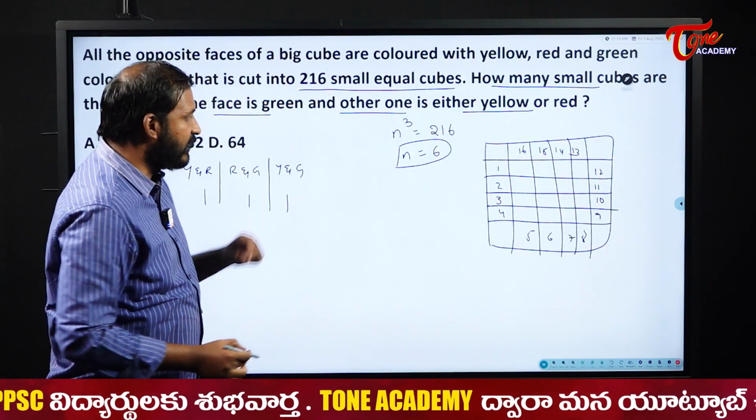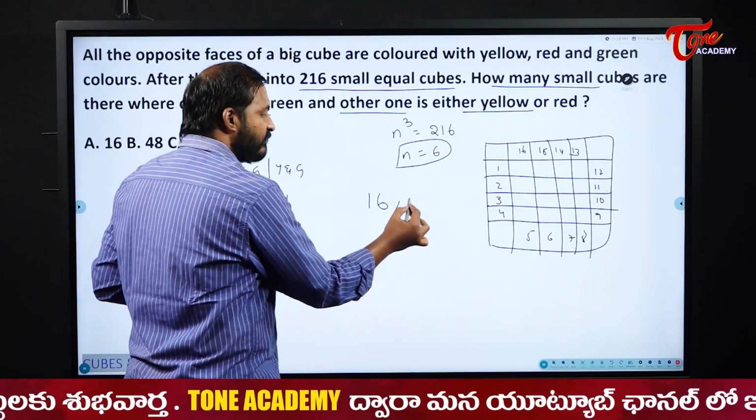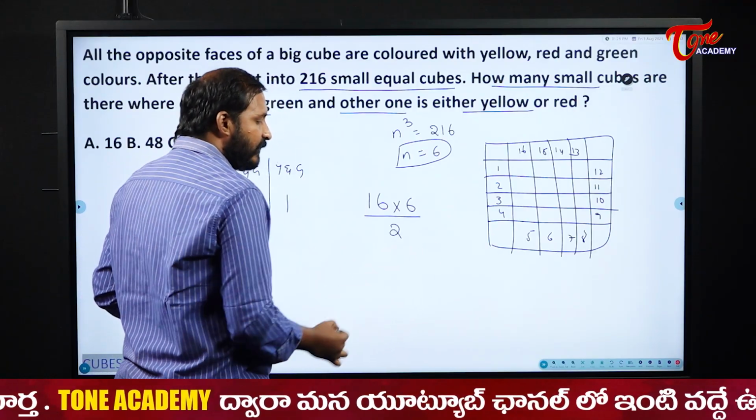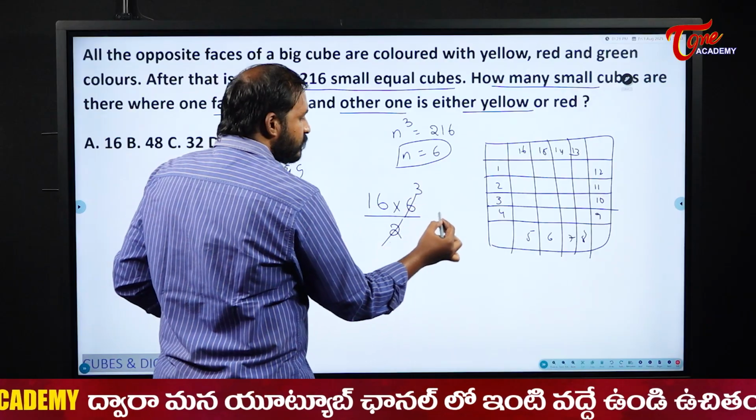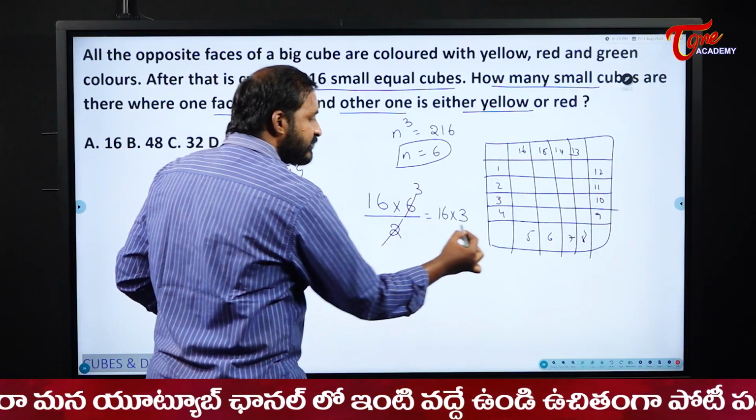Okay, so 16 I got. Like this, how many faces? 6 faces, and each edge is shaded by 2 colors. So 2 3s are, so 16 into 3. I will get 16 into 3.